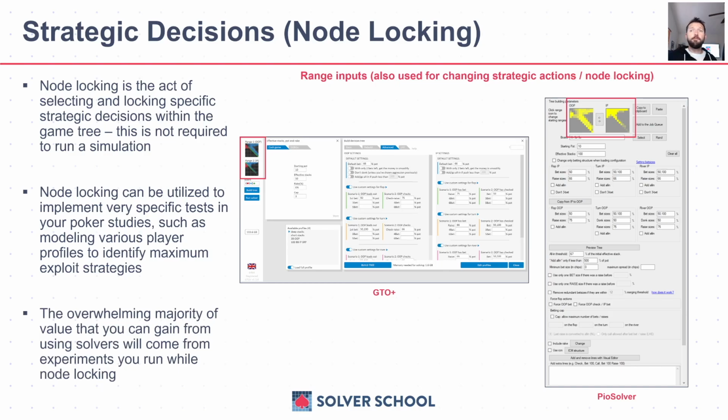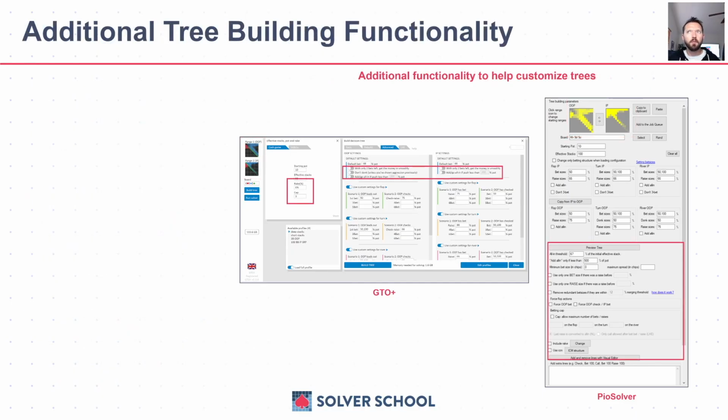The overwhelming majority of the value that you're going to get out of solvers is going to come from the experiments that you run while node locking. Node locking is an area where we're going to talk about a lot within this course, and we're going to go through a lot of different examples of how you can node lock different ranges to yield answers that you may not be able to get otherwise by looking at equilibrium solutions.